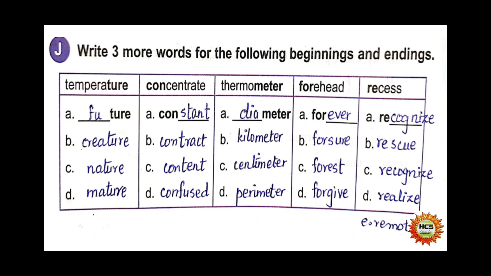Now we have to make the words of this beginning, con, C-O-N: constant, concentrate, contract, content, confused. Thermometer: diameter, kilometer, centimeter and parameter. What we have to do is use the ending meter. So I have solved diameter, kilometer, centimeter and perimeter. If you know any other word besides these, you can write those words as well.